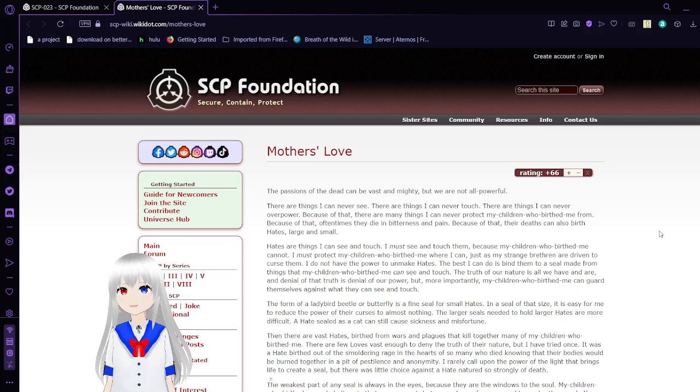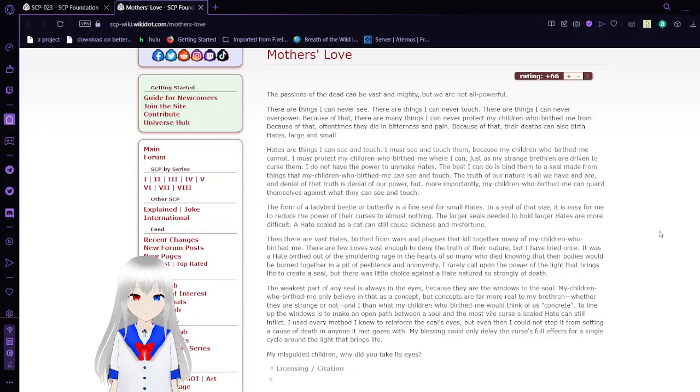The passions of the dead can be vast and mighty, but we are not all powerful. There are things I cannot see. There are things I can never touch. There are things I can never overpower. Because of that, there are many things I can never protect. My children who birthed me from. Because of that, oftentimes they die in bitterness and pain. Because of that, their deaths can also birth hate.